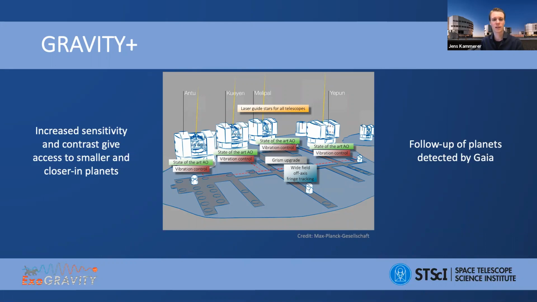So GRAVITY+ has now been recommended by ESO for a phase A study and would bring laser guide star adaptive optics to all of the 4 UTs, and also an upgrade to the adaptive optics system and the grism of GRAVITY, which would enable us to observe both fainter and also closer-in exoplanets, and would give us the possibility to follow up several dozens of the planets that we expect to be detected from Gaia astrometry.